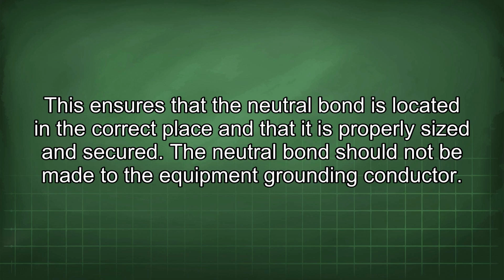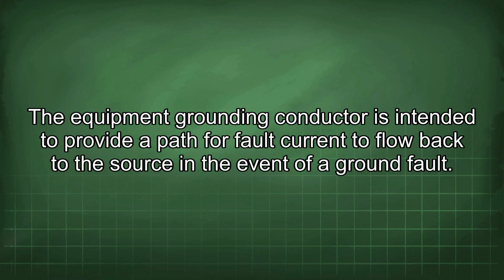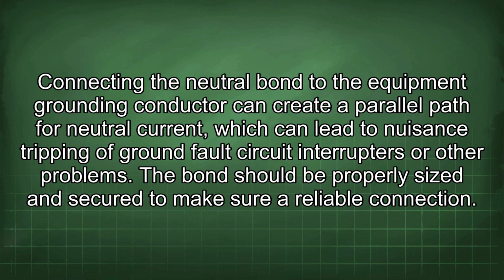The neutral bond should not be made to the equipment grounding conductor. The equipment grounding conductor is intended to provide a path for fault current to flow back to the source in the event of a ground fault. Connecting the neutral bond to the equipment grounding conductor can create a parallel path for neutral current, which can lead to nuisance tripping of ground fault circuit interrupters or other problems.